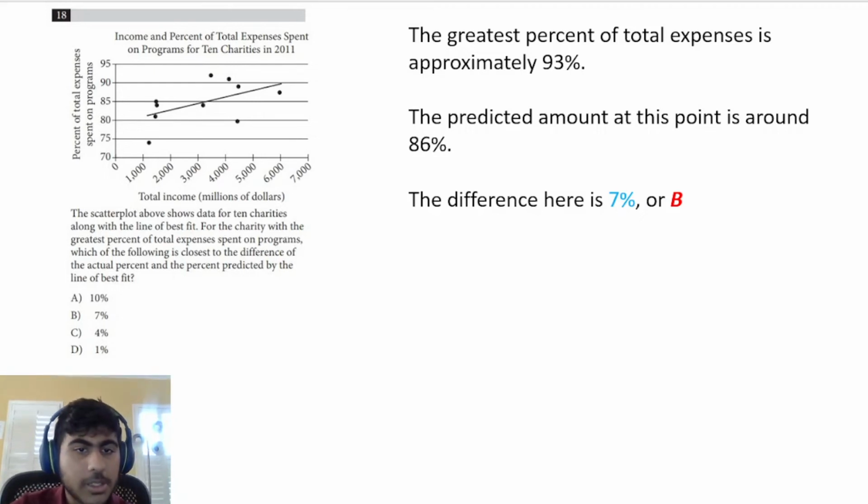the maximum percent that we see is around 92-93%, and the predicted amount at that point, which is around $3,500, is going to be somewhere around 85 or 86%. The difference here is 7%, or answer choice B.